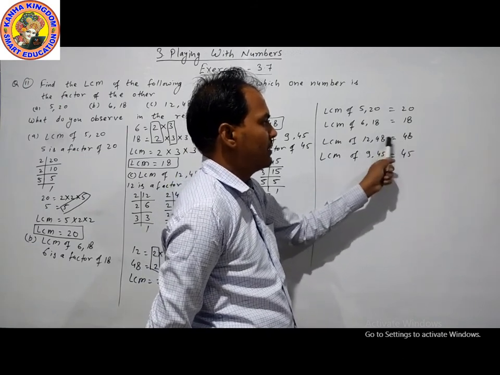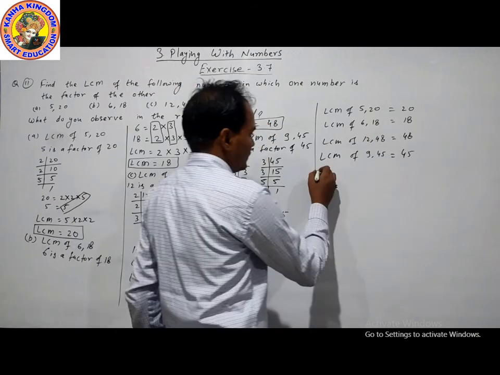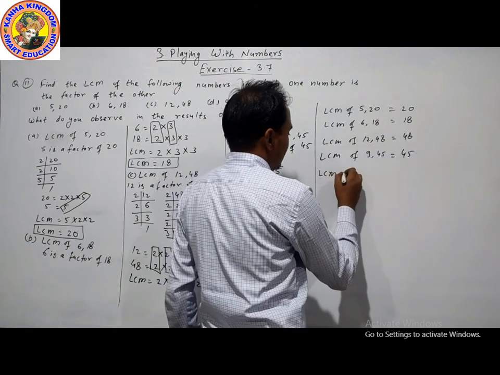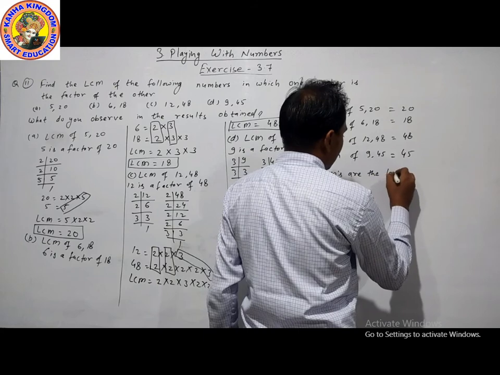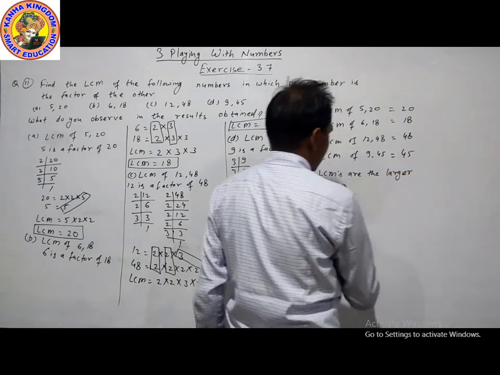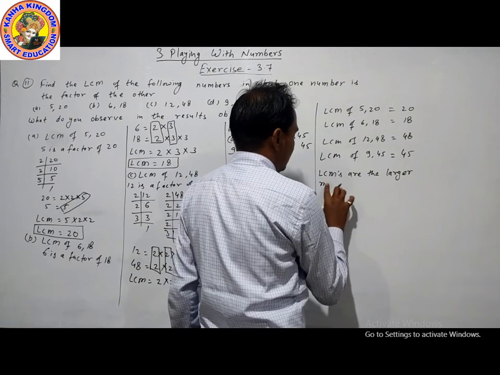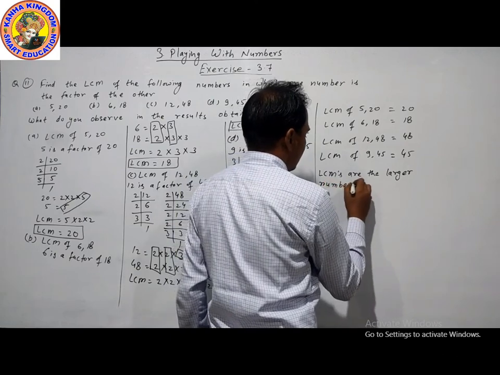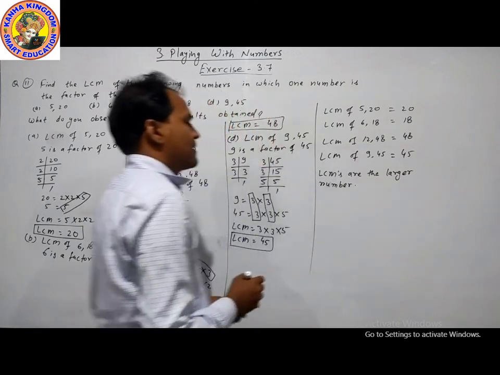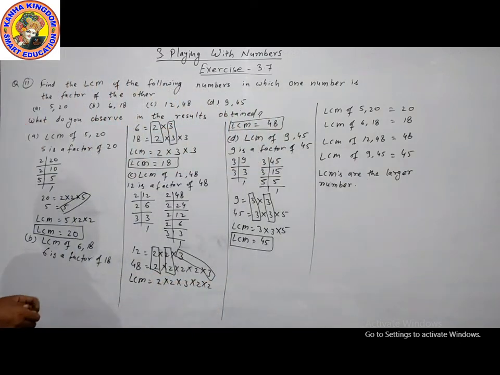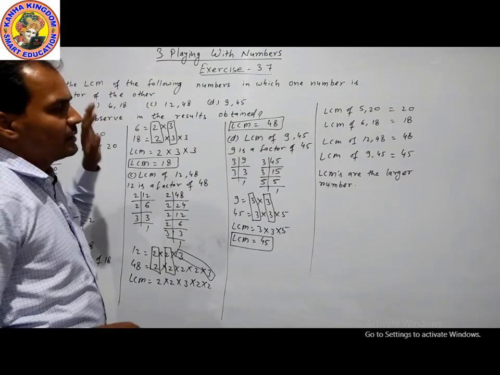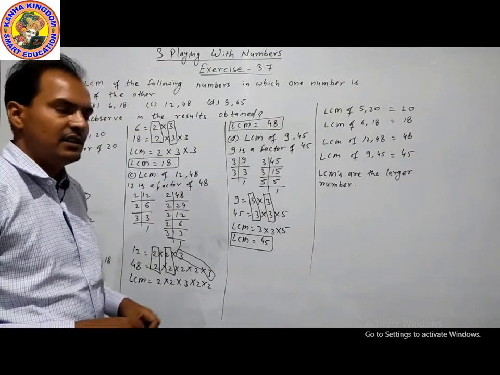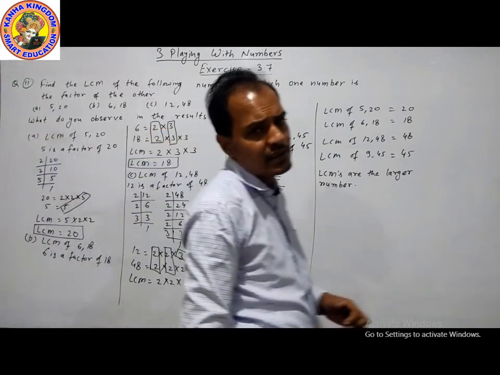These LCM are the larger number. LCM are the larger number. These are the common property between them. So if a number is a factor of another number, then LCM is the larger number. You can take a screenshot of this.